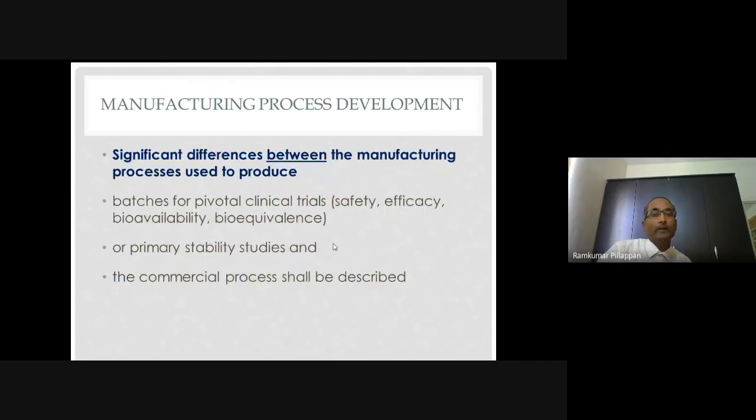The significant difference between manufacturing processes, if there is a difference, for example, your product developed for pivotal clinical trials and your final commercial batch are differing. Or the stability batches, where you want to study a minimum of three stability batches in ICH guideline conditions. So if you use a particular process or composition, and in the commercial process you change significantly, you have to explain. And normally, you have to get post-approval changes from regulatory authorities.